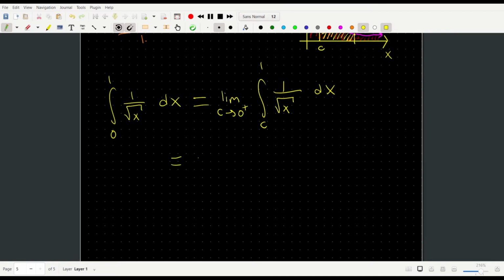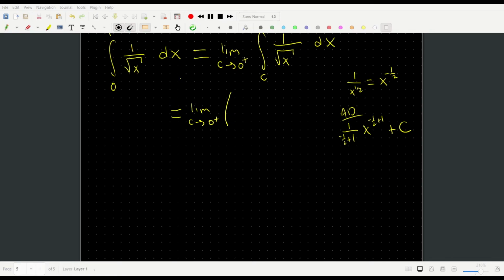So just like before, we can evaluate this by separating these two processes. We do the integral first, and 1 over the square root of x is the same thing as 1 over x to the 1/2, which is the same thing as x to the negative 1/2. So you'll remember that the antiderivative of x to the negative 1/2 is going to be 1 over negative 1/2 plus 1 times x to the negative 1/2 plus 1, plus c. Since negative 1/2 plus 1 is just 1/2, and 1 divided by 1/2 is 2, it'll be 2x to the 1/2 plus c, or 2 times the square root of x. And we have to remember to evaluate this at the upper bound of 1 and the lower bound of c.